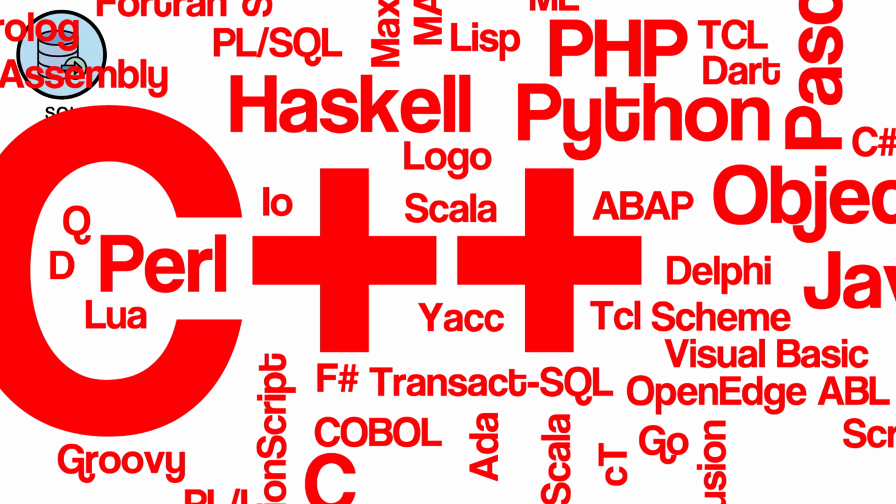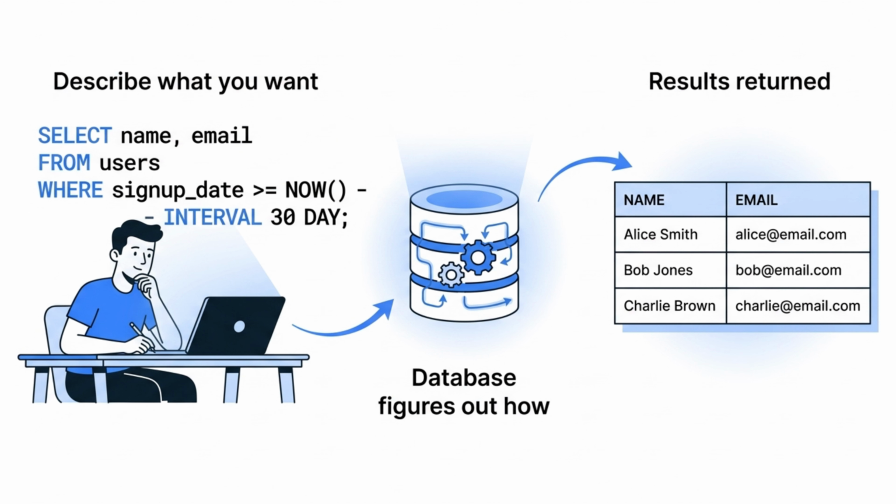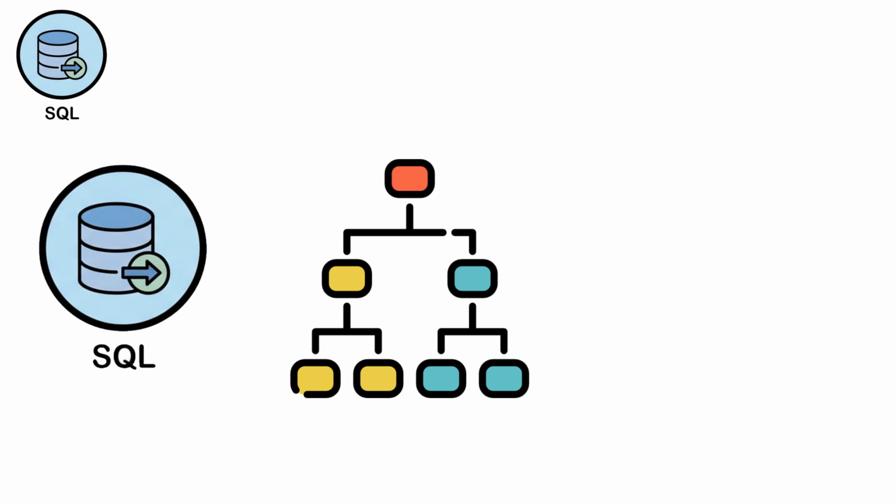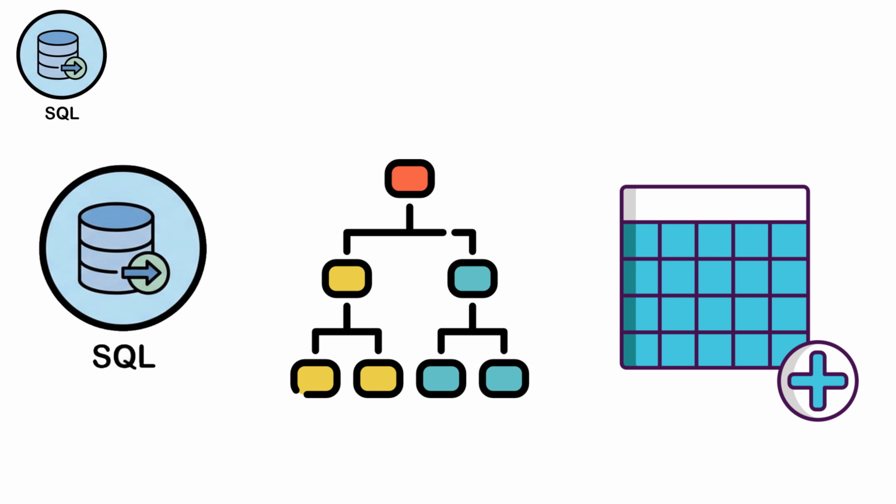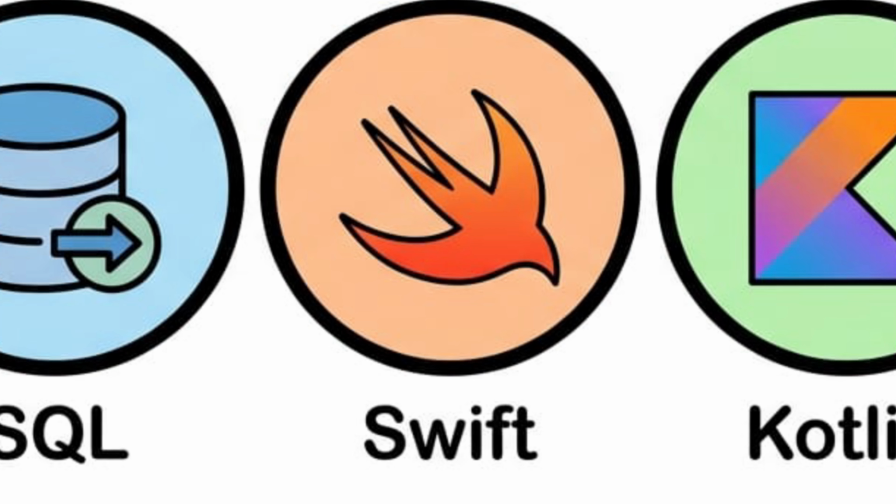Unlike most languages where you describe how to do something step by step, in SQL you describe what you want, and the database figures out how to get it. The limitation is that SQL is built for structured data, rows and columns, and it struggles when data doesn't fit neatly into that format, like storing social network connections or unstructured documents.